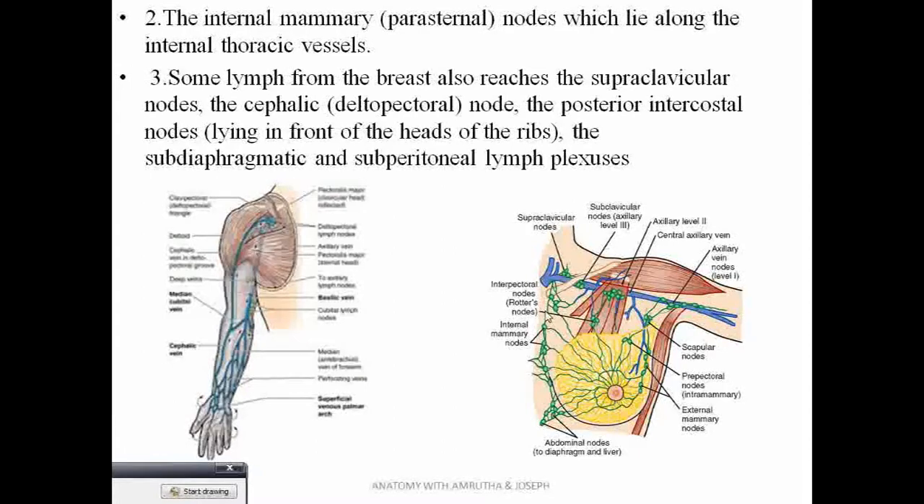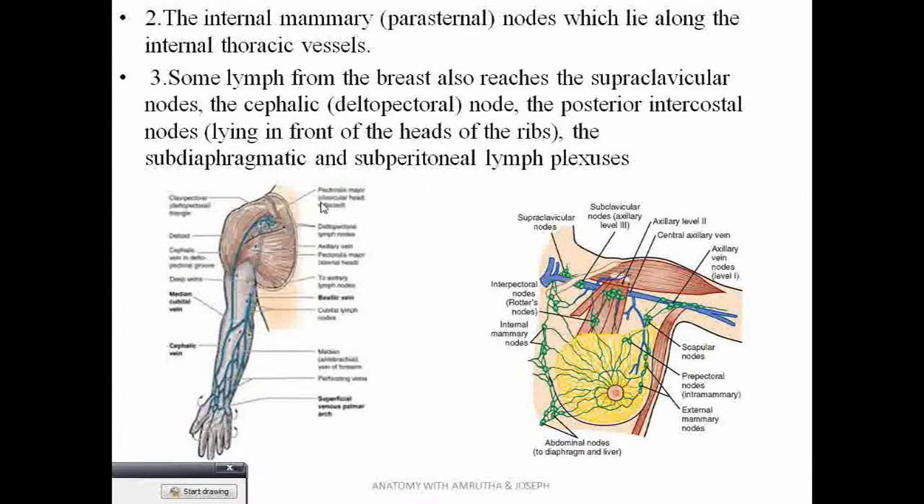Now some lymph from the breast also reaches supraclavicular lymph nodes, which are present above the clavicle. Cephalic nodes are seen in the deltopectoral groove, or they are called deltopectoral nodes. Posterior intercostal nodes lie in front of the heads of the ribs, so they lie posteriorly. And subdiaphragmatic, below the diaphragm. And the subperitoneal lymph plexus, seen in the abdomen, deep to the peritoneum. So it has connections to deep areas, to different areas.